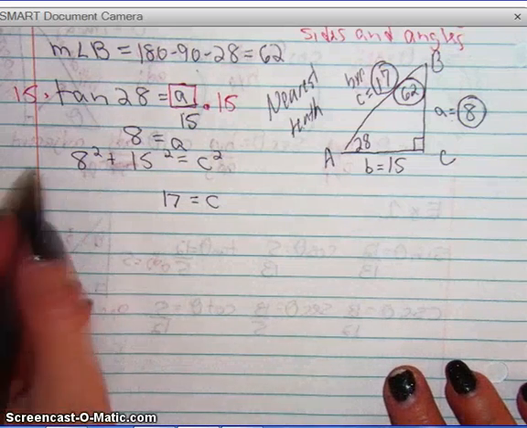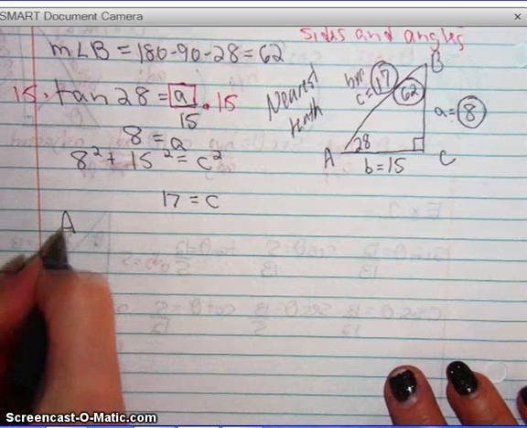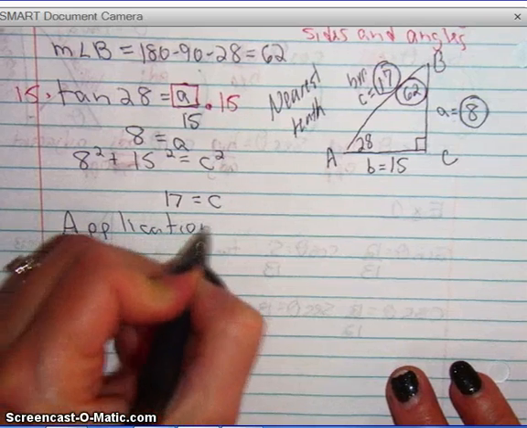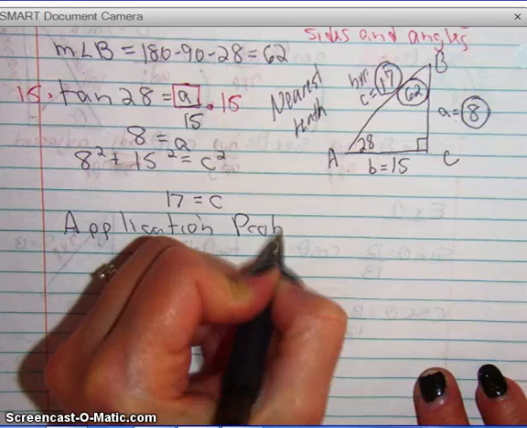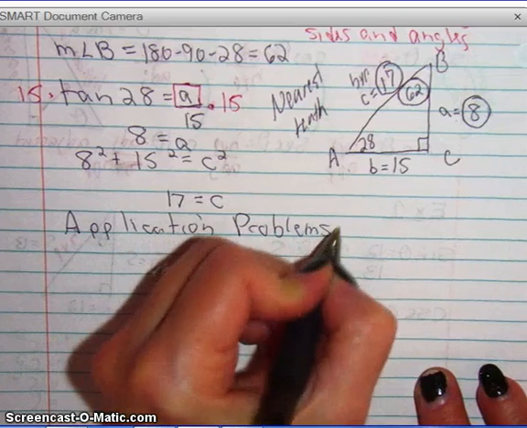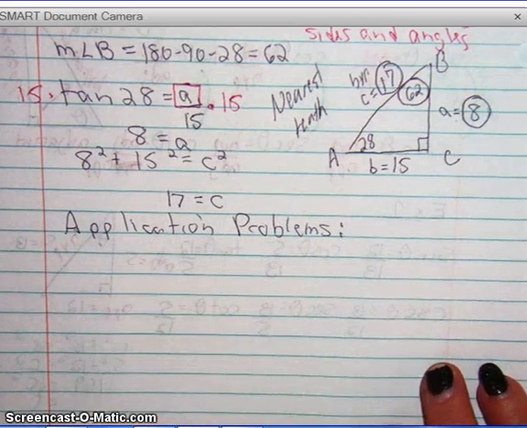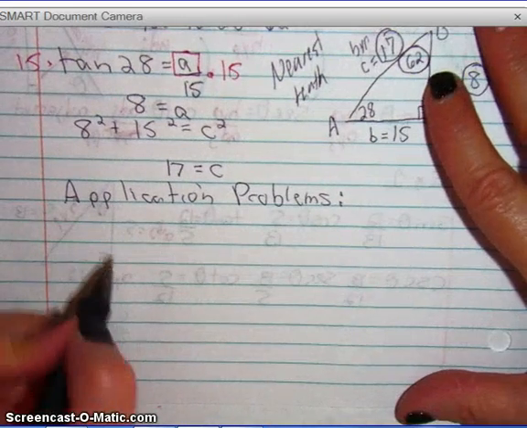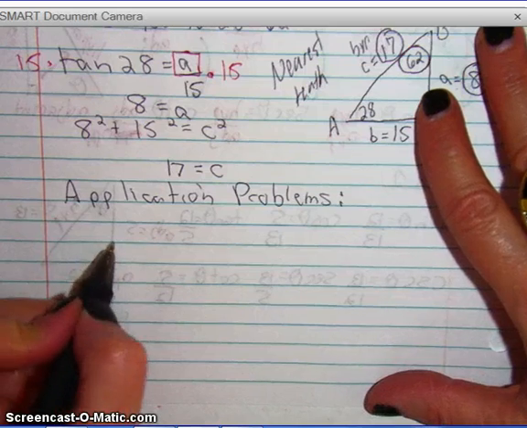All right? All right, the other time you can do decimals is for application problems. Okay, so application problems, you guys know, are things like real life problems. So here's our real life problem. This will be fun. We have a building.